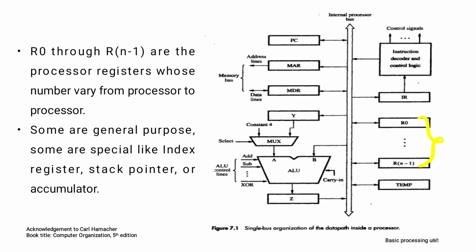Why are those registers called special registers? Because unlike general purpose registers which are used for temporary storage during execution, those are used for some special functions. Hence they are called special registers.